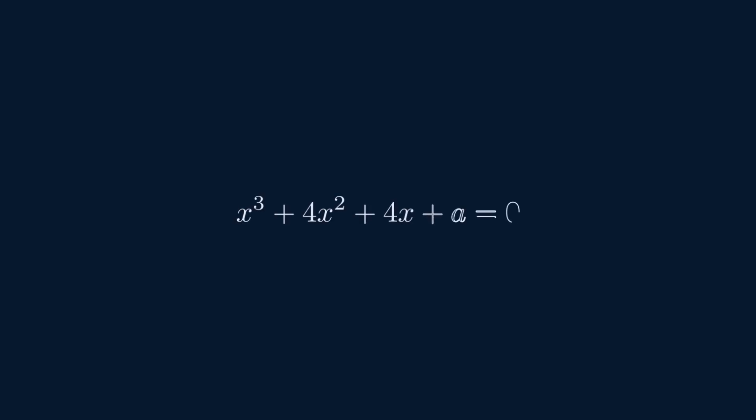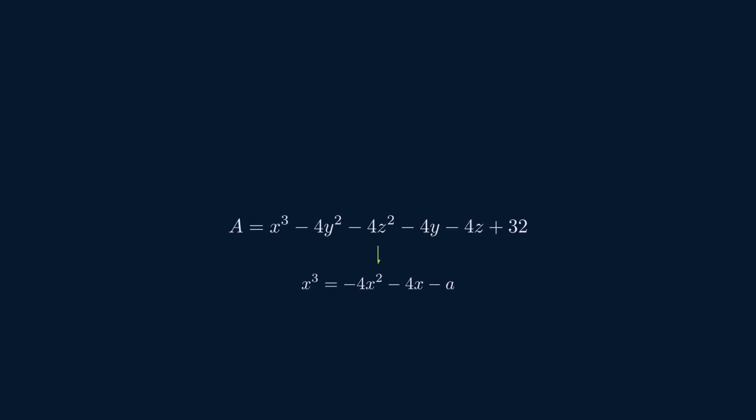Okay, let's look at the expression for A again. A = x^3 + 4y^2 + 4z^2 + 4y + 4z + 32. The problem mentions something about using the polynomial equation itself. What does that mean? It means we can substitute x into the original equation. Since x is a root, when we plug x into the equation, we get 0. So x^3 + 4x^2 + 4x + a = 0. Therefore, x^3 = -4x^2 - 4x - a. That's a really useful piece of information.